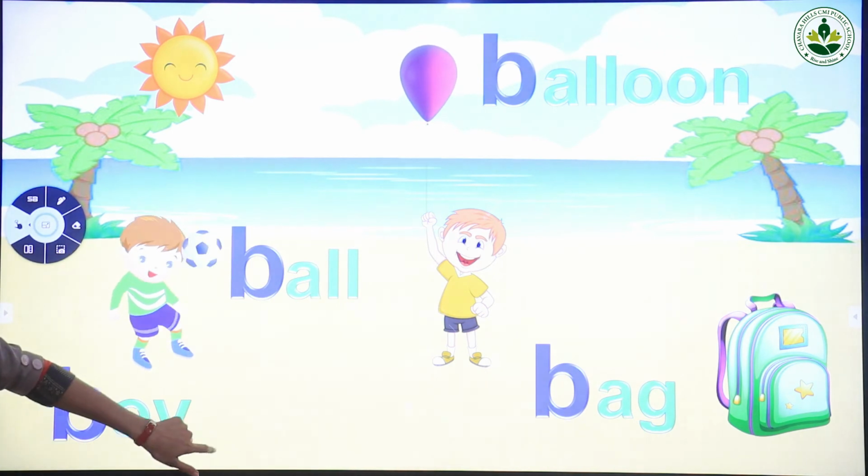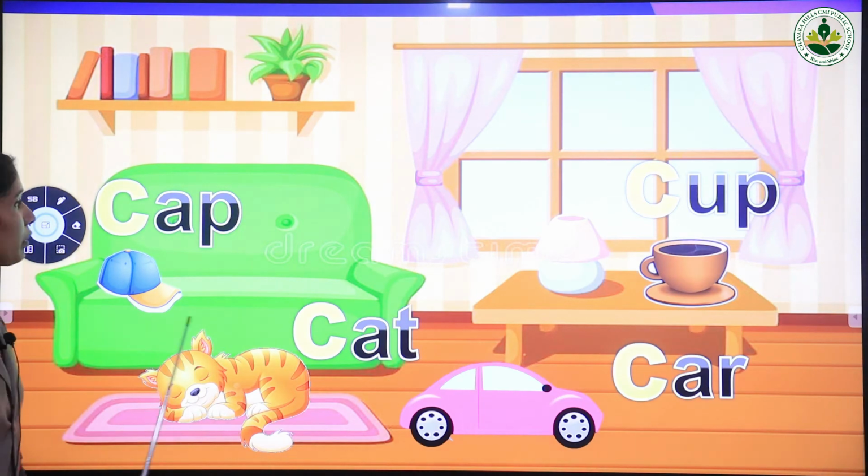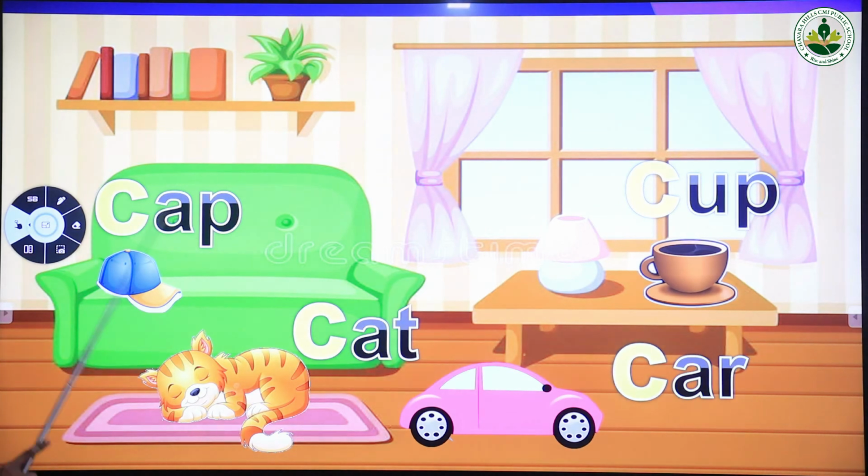And our next words, yes, here we can see many words starting with a letter, very good, letter C. Which are those words? Look at here, what is this? Yes, it's a cap. What is this? Cap. C is for cap. Once more, C is for cap.